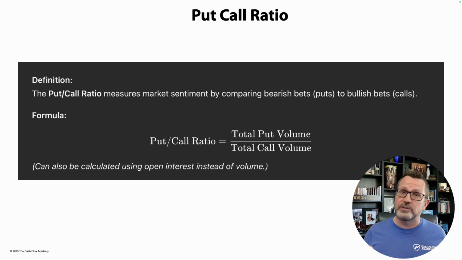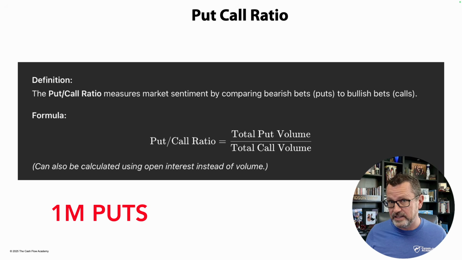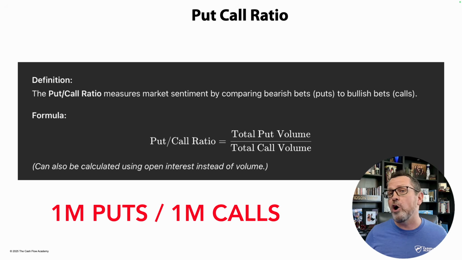Let's make it real simple. If 1 million puts traded today and 1 million calls traded today, 1 million divided by 1 million would equal 1. And that's what the put-call ratio would read. That is a balanced market. Now, there's something important you need to understand here. The market is naturally tilted towards bullish behavior. People wake up and go to work to build businesses. So normal isn't really 1.